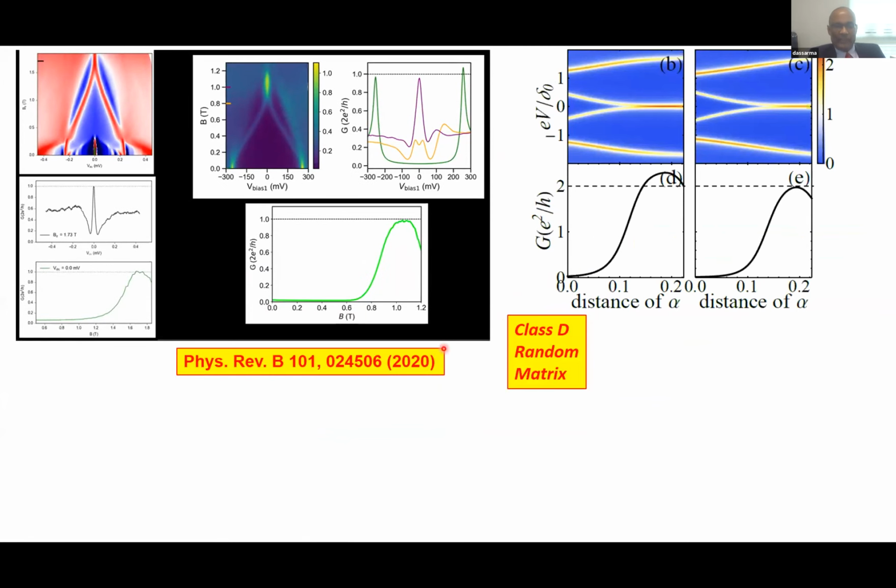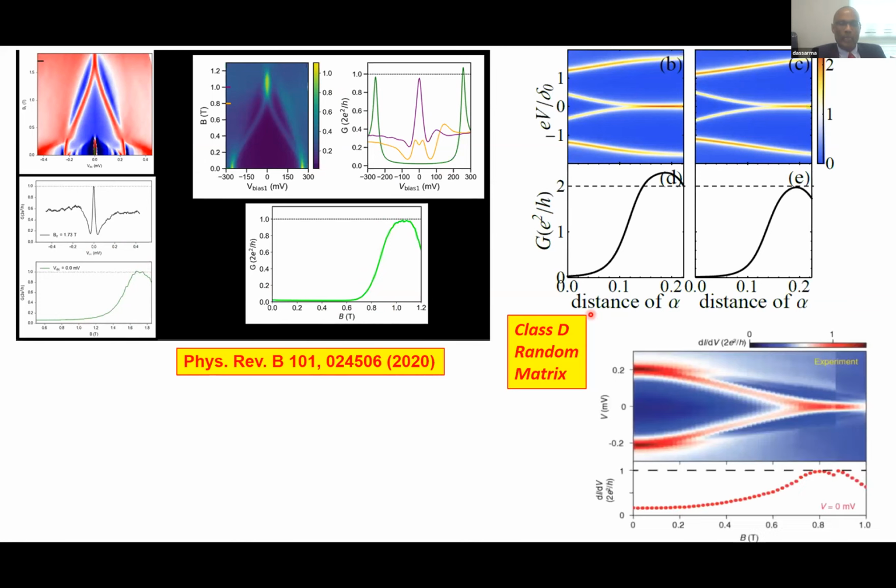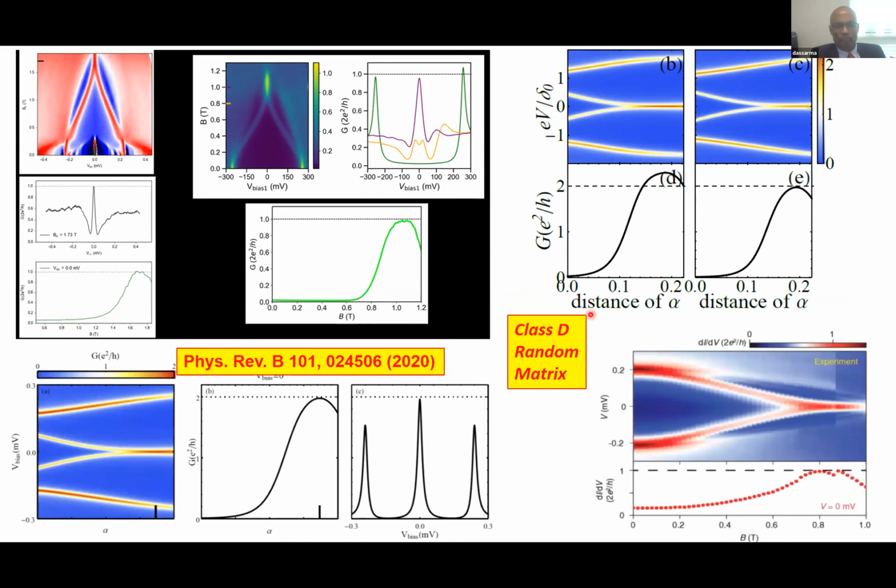This is a very detailed random matrix theory, which I don't have time to describe in detail. And you can see this is experiment. This is our theory, and we can reproduce even the magnetic field dependence very well. So, very little stability. One should not call it stable. This is the experiment. One should not call it stable. It reaches some maximum, then comes down, and that is reproduced in the theory. Okay. So most aspects can be reproduced.